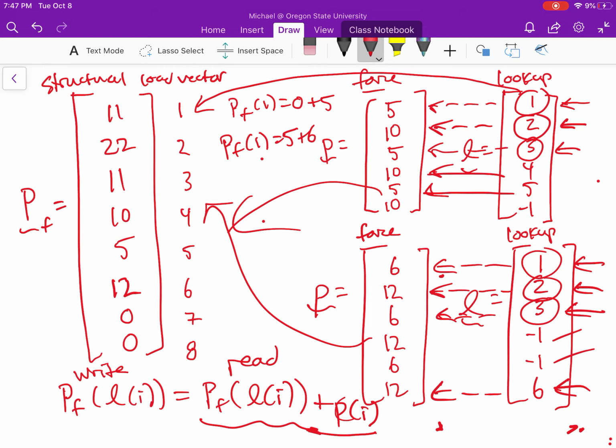So 5 plus 6 was 11, and then we write that into the L sub ith entry of P sub f. You see P sub f of L sub I on both sides of this equation, but the right-hand side is evaluated first, and we read out the current value. Initially it's 0, and then we just accumulate, or assemble, the structural load vector from all the element contributions based on the lookup vector for that element. I hope this helps, and let me know if you have any questions.